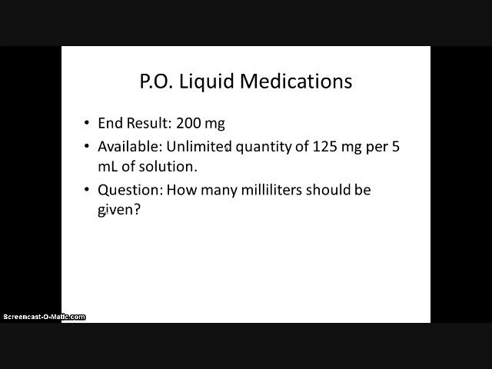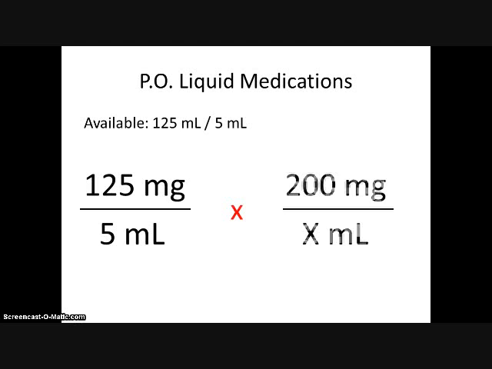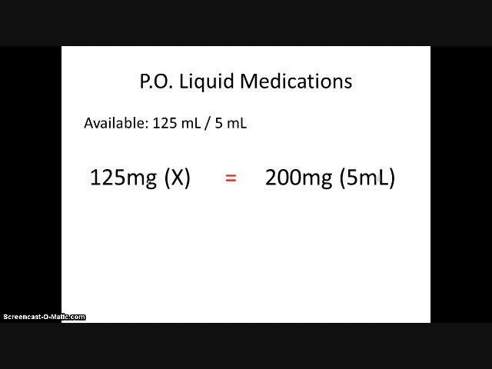Let's set up the problem. Just like we had 4 quarters in $1, we have a total of 125 milligrams in 5 milliliters. On the other side, we have a total of 200 milligrams in our mystery number of milliliters. Let's multiply. Multiplication yields 125 milligrams times X equals 200 milligrams times 5 milliliters.